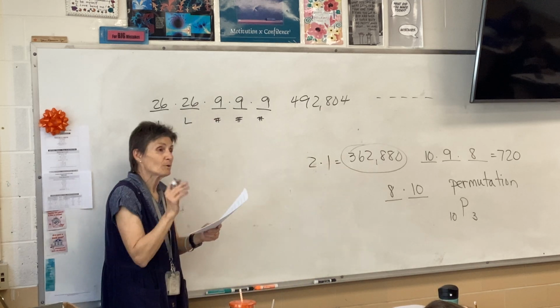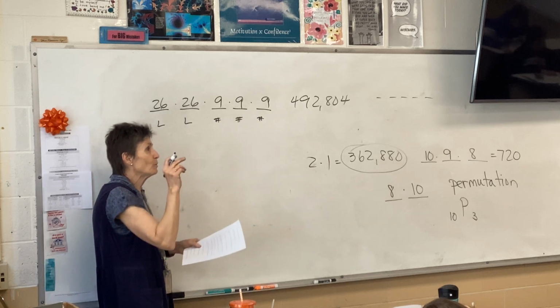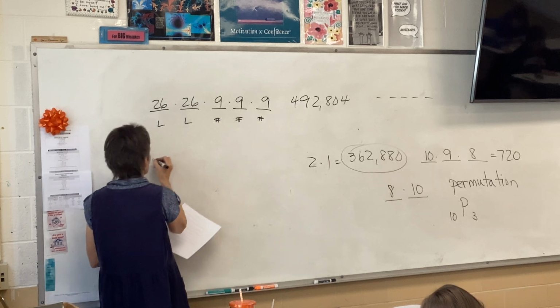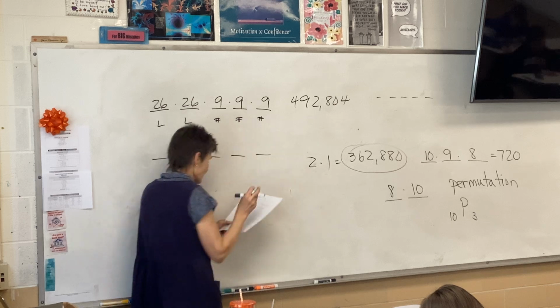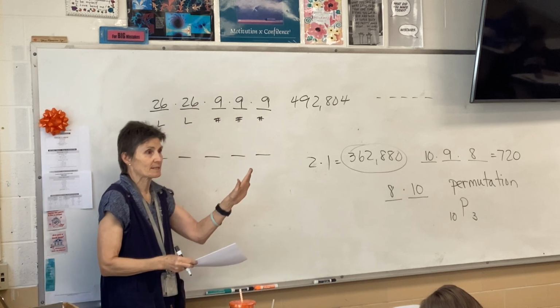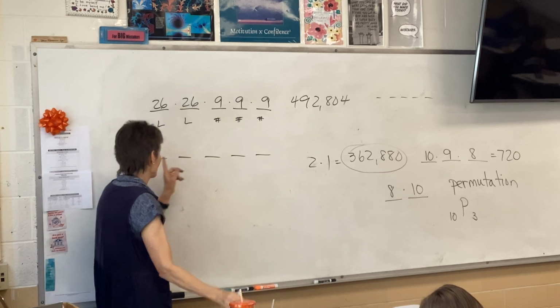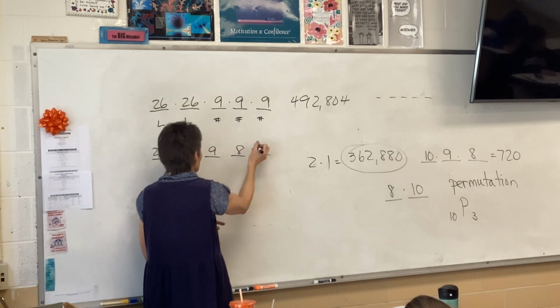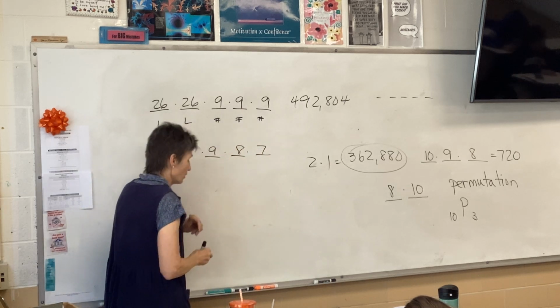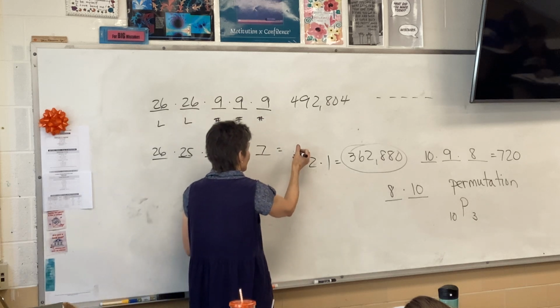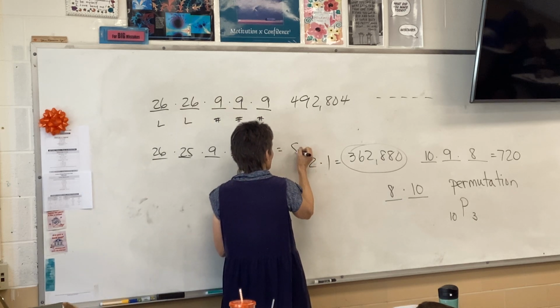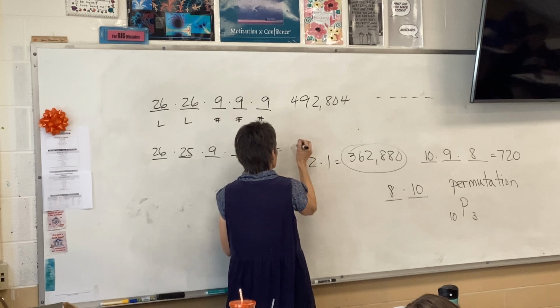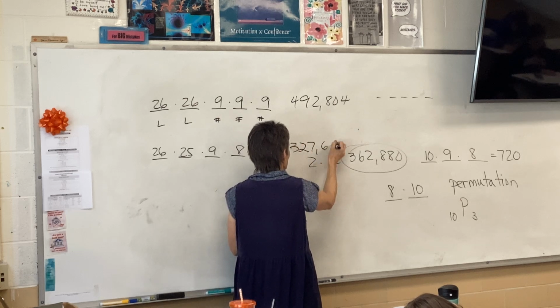Now, number 10 says we're doing the same license plates, only this time with no repeats. So 26, 25, then 9, 8, 7. Multiply it all together: 327,600.